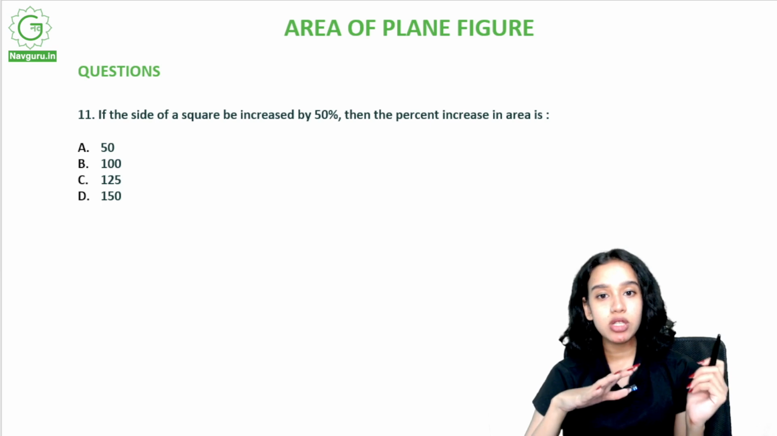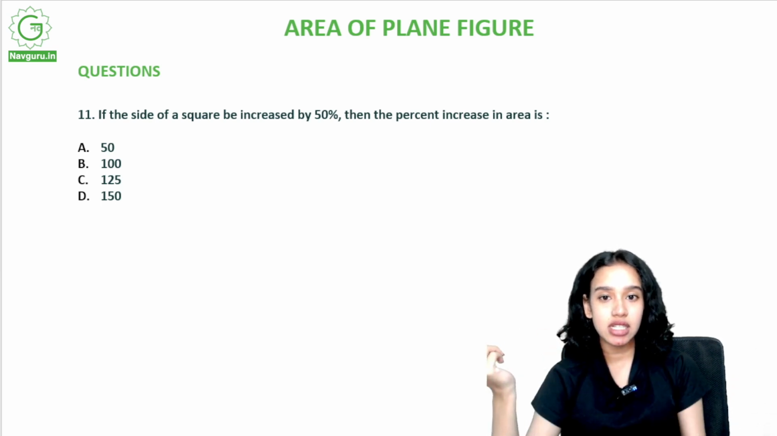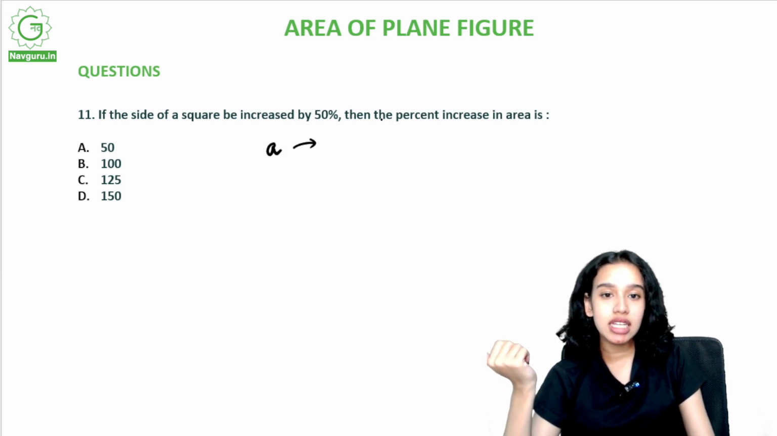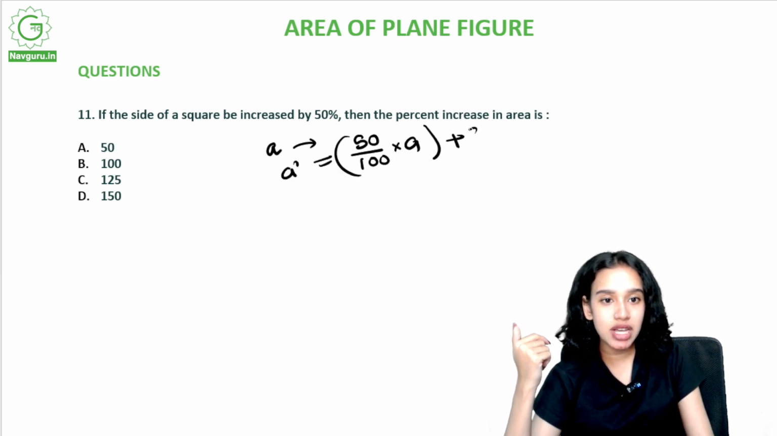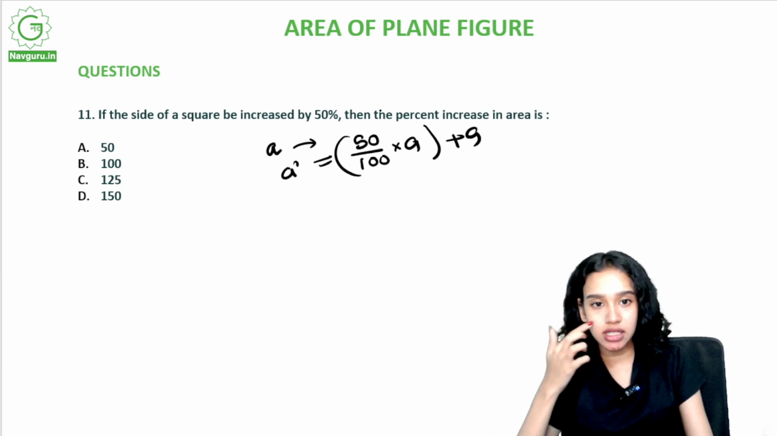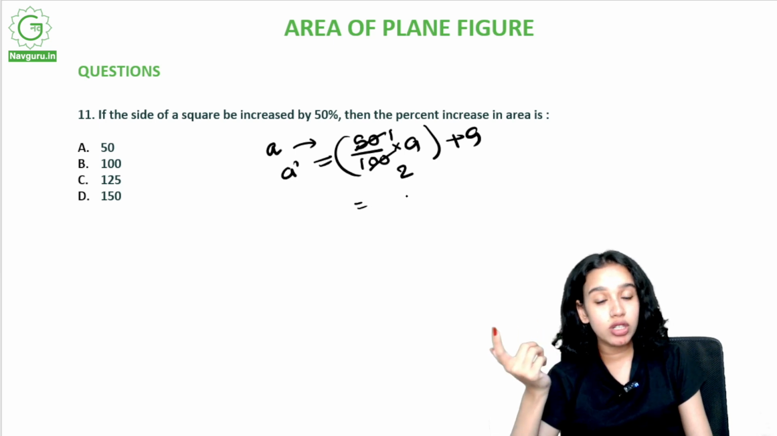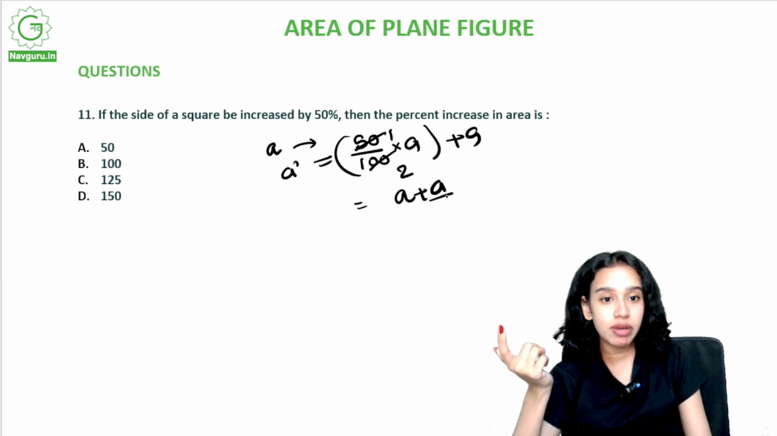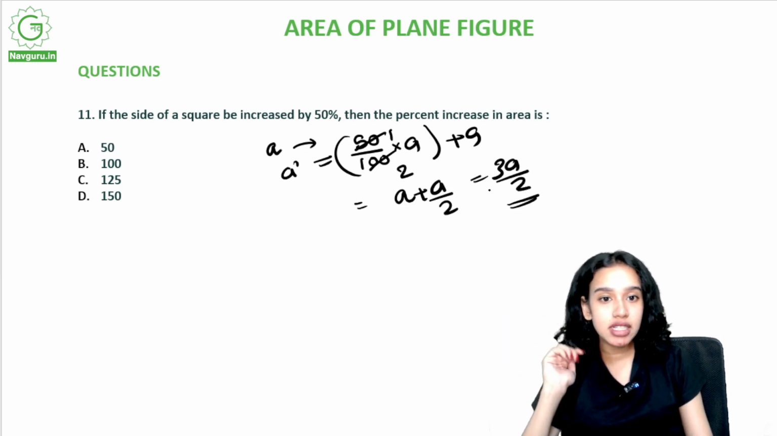Now, if the side of a square be increased by 50%, then the percent increase in area is. So what is the side of the square? A, right? Now, what is the increase in the side of the square? 50 by 100 of A, right? So A dash is equal to 50 by 100 of A plus A. How much is increased? So this means 1 by 2 A is increased. So the new side is A plus A by 2. That would give us 3A by 2, right?